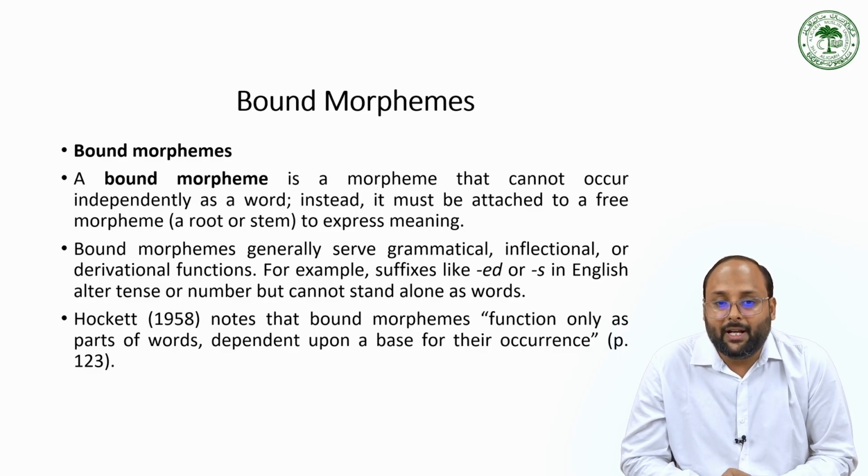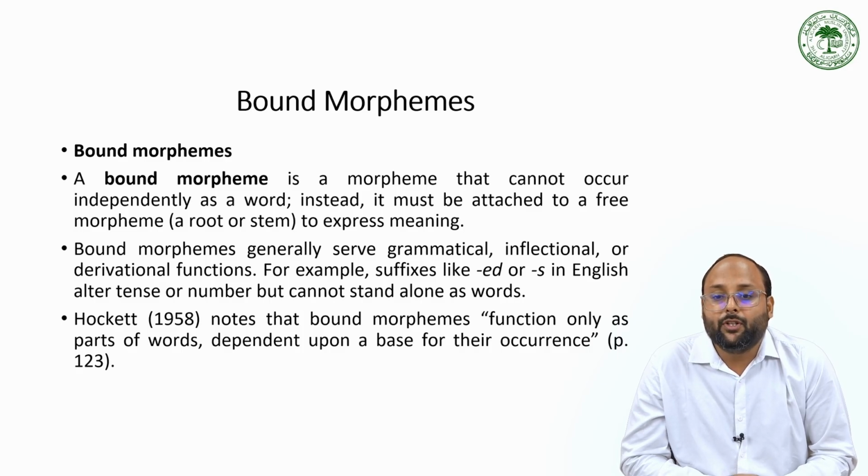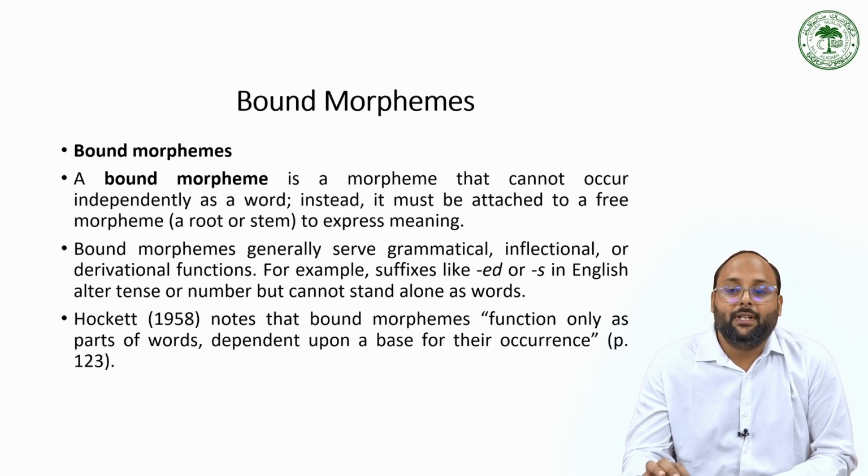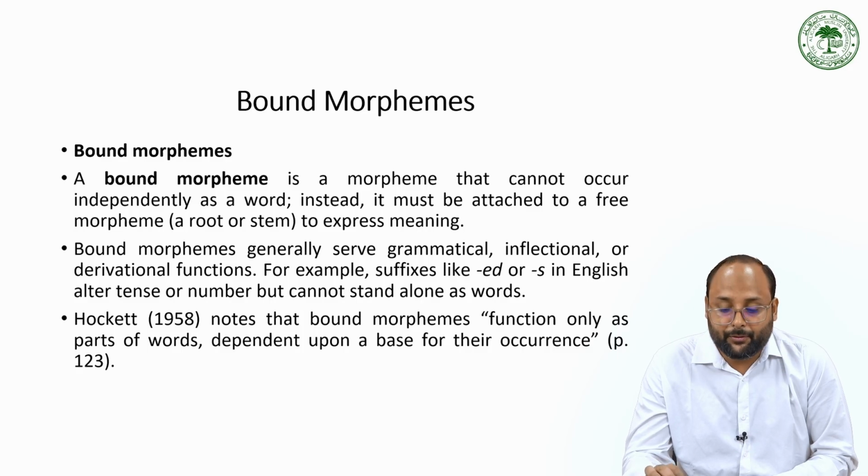Hockett defines that a bond morpheme functions only as a part of words and depends upon the base of its occurrence. So they are not content morphemes or lexical morphemes which have their own meaning independently, but their meaning depends on the occurrence of other words.